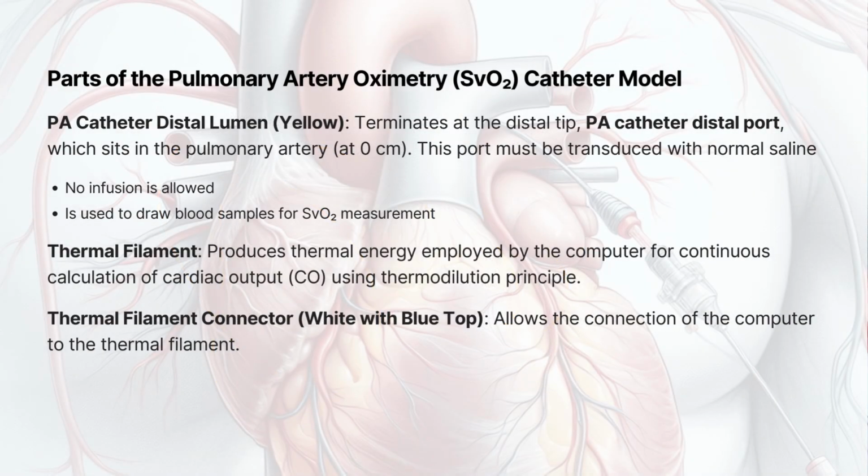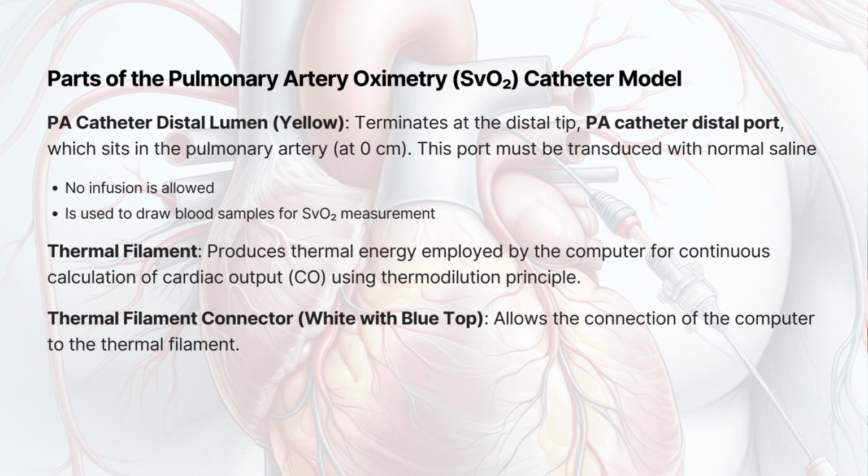Parts of the pulmonary artery oximetry, SVO2, catheter model. The PA catheter distal lumen, yellow, terminates at the distal tip, also called PA catheter distal port. This port sits in the pulmonary artery at 0 centimeters and must be transduced with normal saline only. No infusion is allowed. The yellow distal lumen is used to draw the blood sample collected to run SVO2.